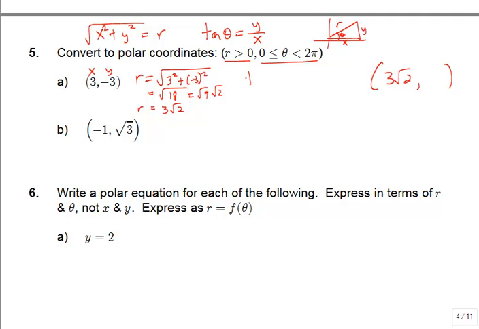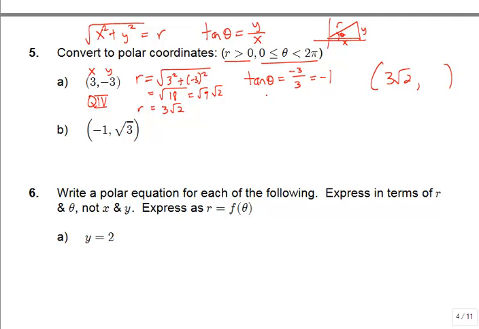So if we want to find theta, we're going to set it up so that tangent of theta is equal to whatever our y is, so negative 3, over whatever our x is, which is 3, and that reduces to a negative 1. So what kind of angles have tangent of theta equaling negative 1? And what quadrant are we in? Think about what quadrant this would have to be in. If x is positive and y is negative, this is a quadrant 4 point. So we want an angle that's in quadrant 4 where the tangent is equal to a negative 1.